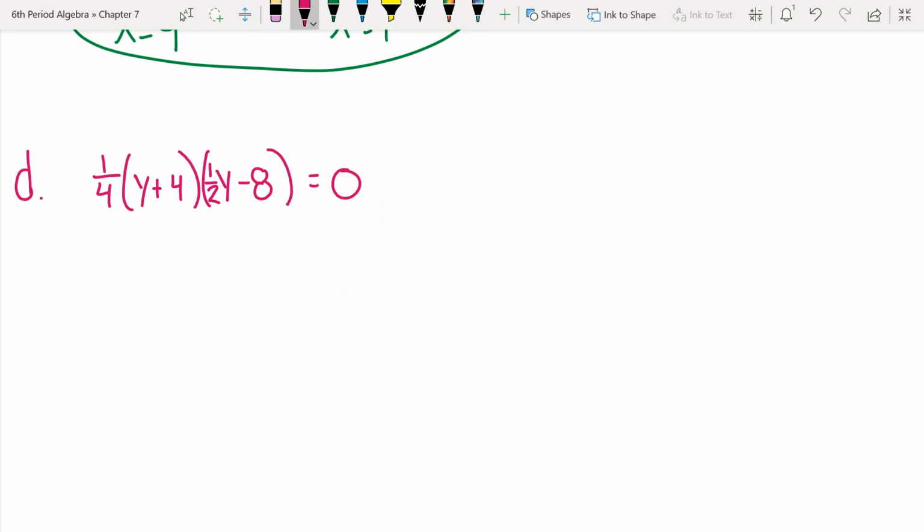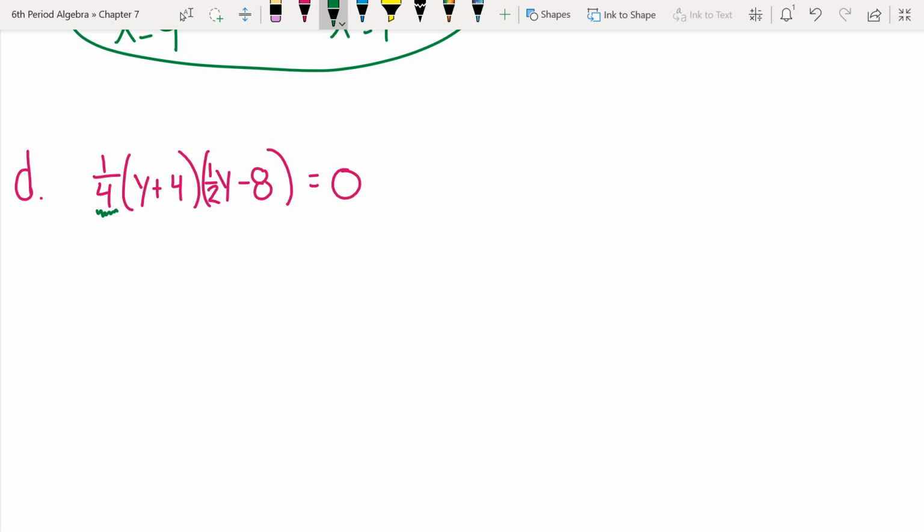This is the last problem. We have 1/4 times the expression y plus 4 times the other expression 1/4 y minus 8, and it all equals 0. Well, this would look like a normal factored form, except for this 1/4. So this 1/4 is kind of throwing it off. In order for this to just be a nice factored form, you cannot have any coefficients, meaning a number in front. So we actually need to get rid of the 1/4 first and then apply the zero product property.